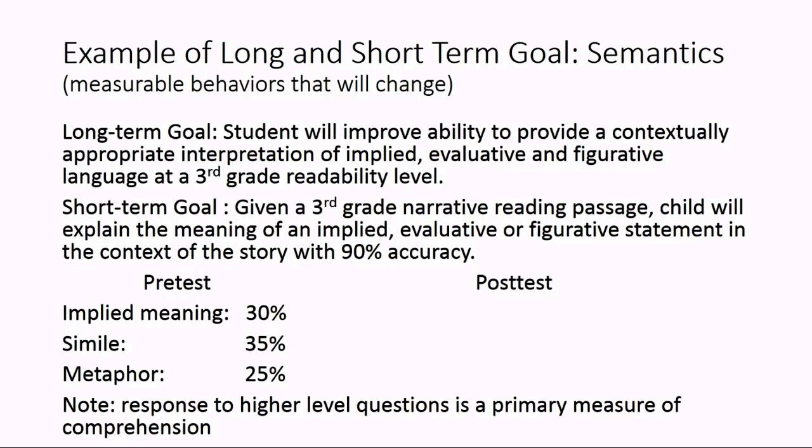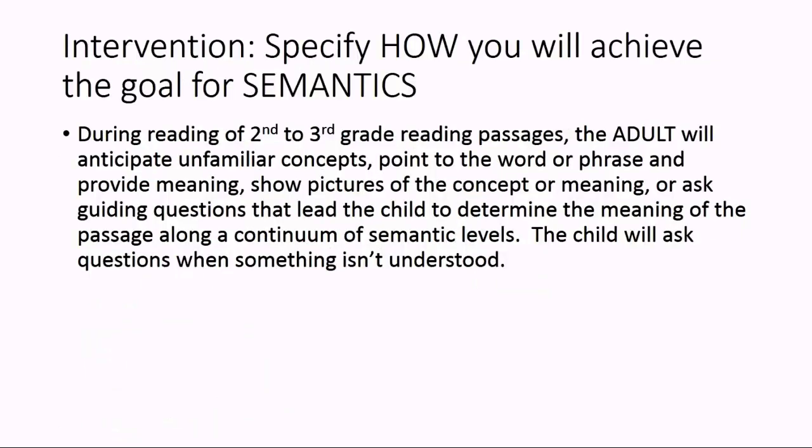And again, we give the pretest current levels. Also note that response to these higher level questions is one of the primary measures of reading comprehension. So how will you achieve the goals for semantics? During reading of second to third grade reading passages, the adult will anticipate unfamiliar concepts, point to the word or phrase, and provide meaning. So if you just think they're going to have problems with it, just go ahead and give them the meaning. Modeling how you have to read at this higher level.